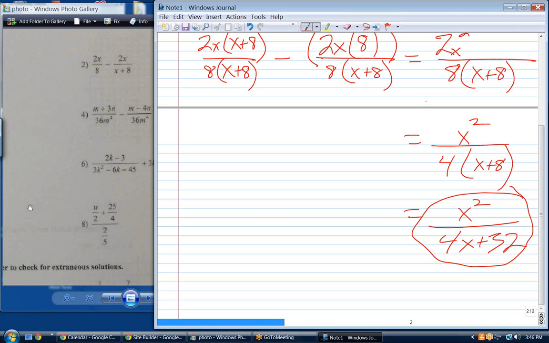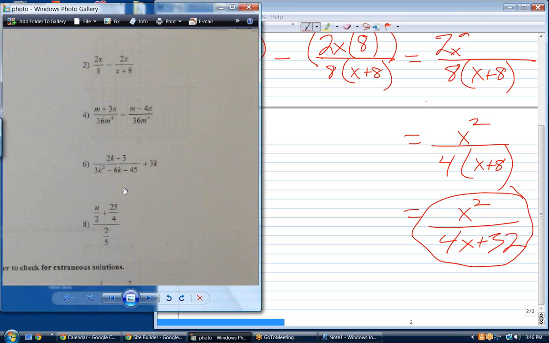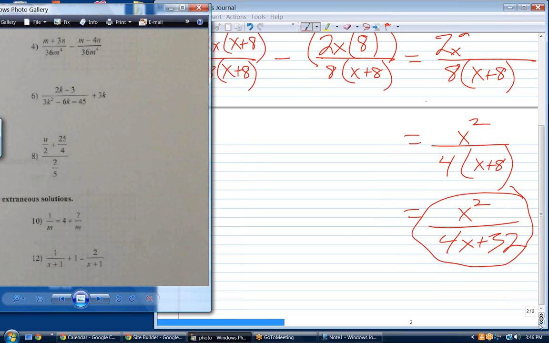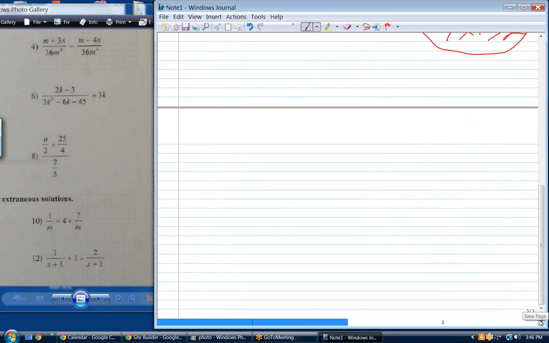All right. We've done 3. 4 is kind of similar to 3. What's the answer on 4? At least, what's the next step? Is it just negative 1n over 36m? Okay, make sure you do not make that mistake.